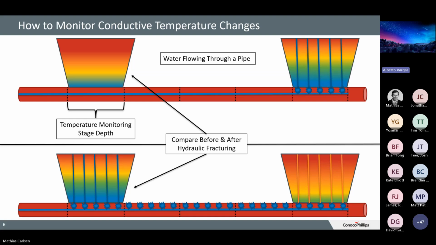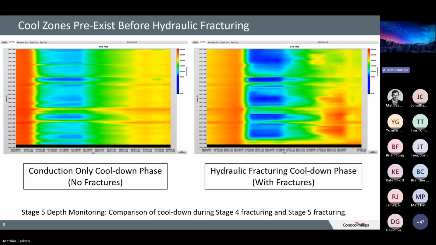So what we can do is look at this before and after in this section and see if we can infer what those fractures look like. So what does the raw data tell us? One of the first things we learned is that there are cool zones, I'm calling them cool zones, that pre-exist before we actually hydraulically fracture.